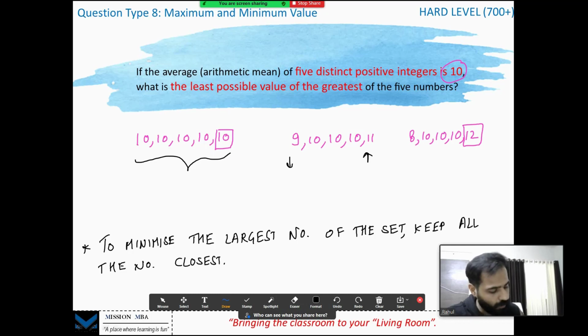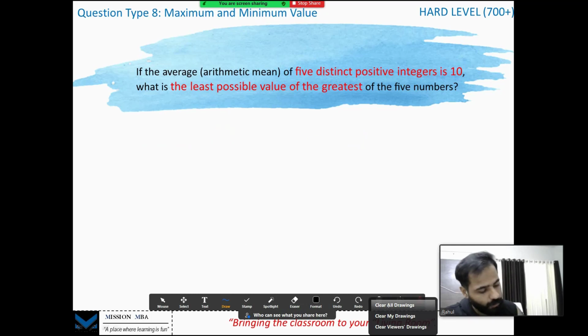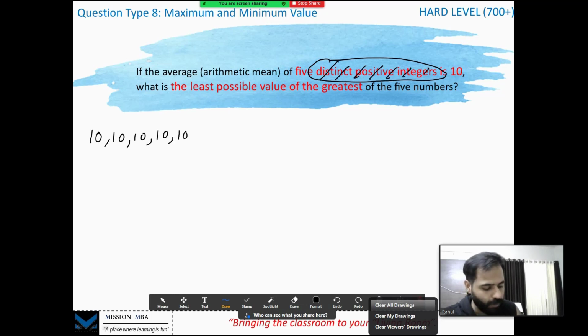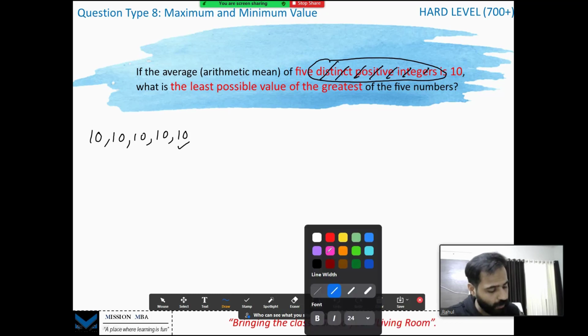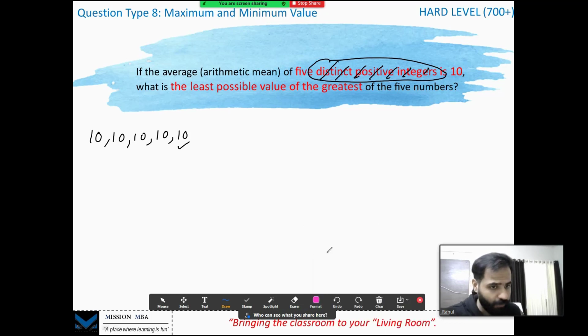Now, here there was another catch in this question. You needed distinct positive integers. If this was not given to us, then I would have simply answered, okay, the minimum value of the largest number is 10. But since I need distinct positive integers, that simply means I have to keep the 5 numbers closest but not equal.